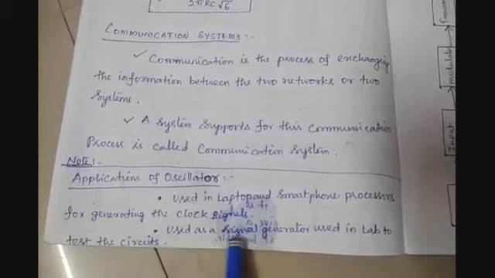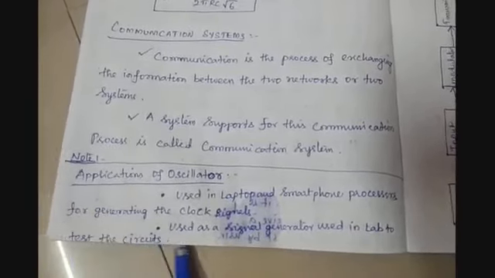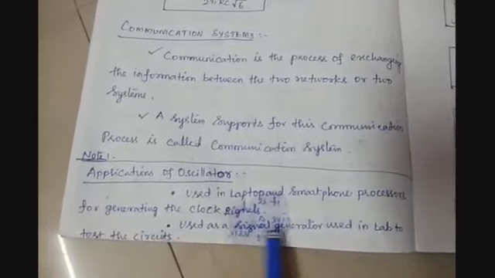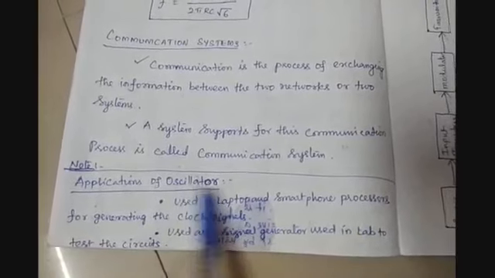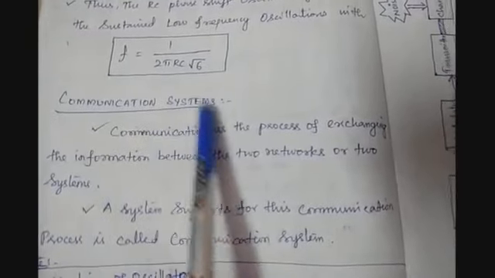And it is used as a signal generator in labs to test circuits. In laboratories, generally you might have observed function generators or signal generators. Those are all called oscillators only. Now we'll see the next topic, communication system.